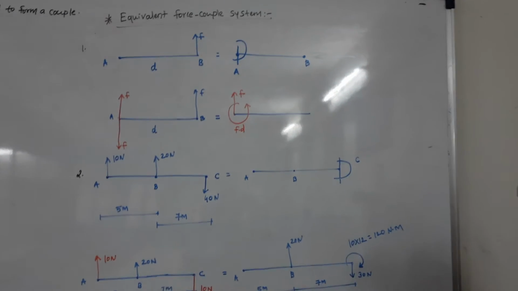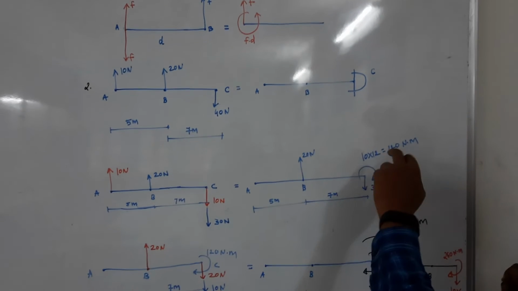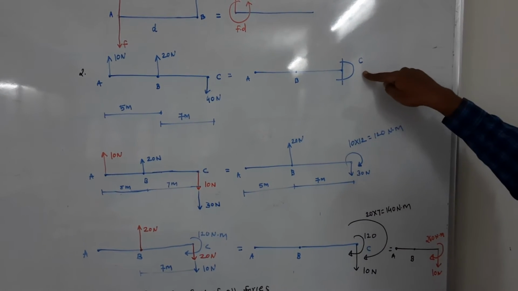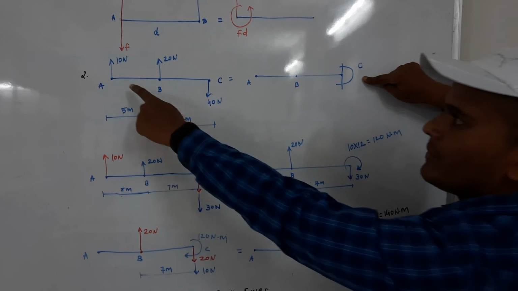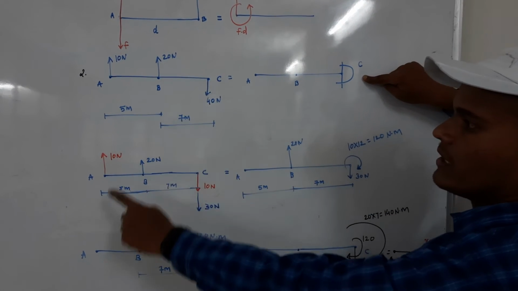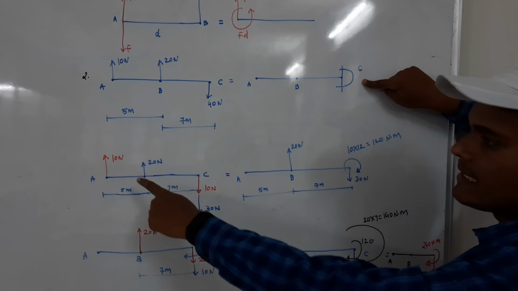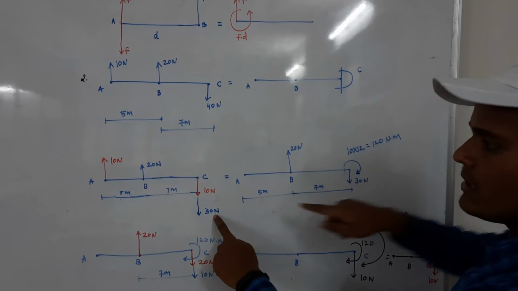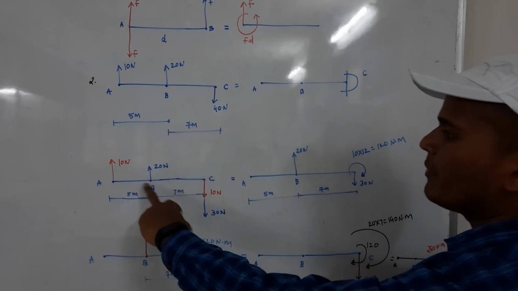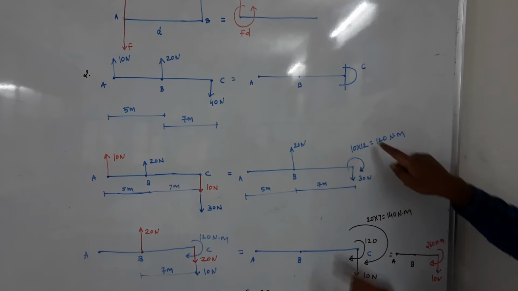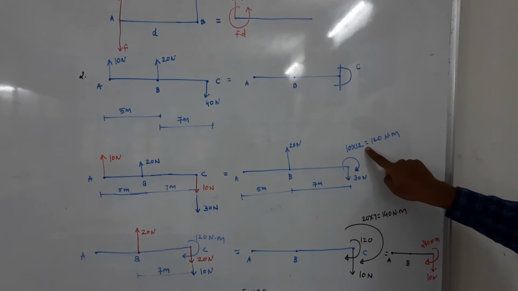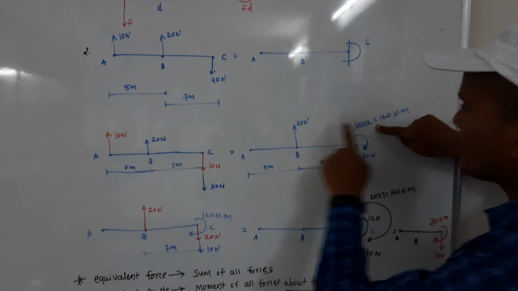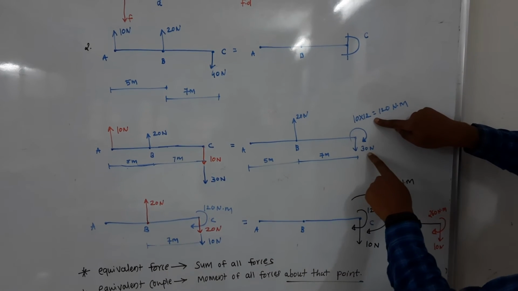Now if you consider one more example, in this example we are interested to find the equivalent force couple system at point C. For that purpose, I need to eliminate this 10 Newton and this 20 Newton. So first I have started to eliminate this 10. Now this 40 can be divided into 10 and 30. This 10 and this 10 will form a clockwise couple whose magnitude is 10 into 12. Now this 10 and this 10 are balanced by this couple. So 30 will remain as it is.